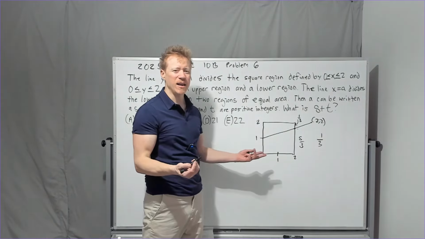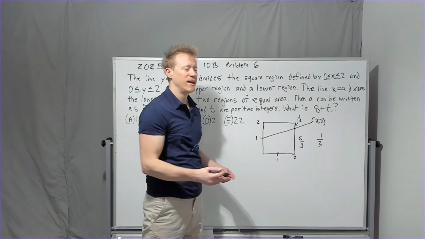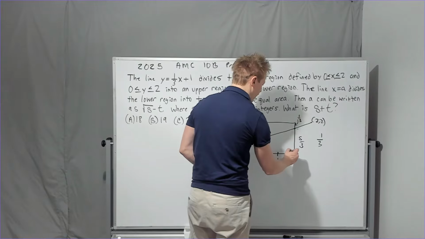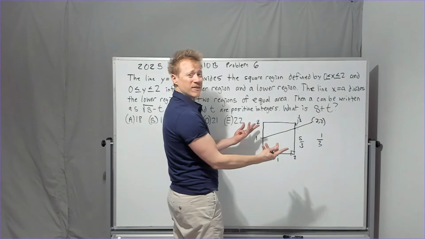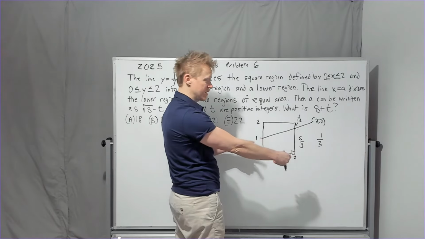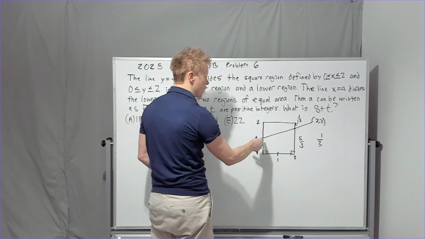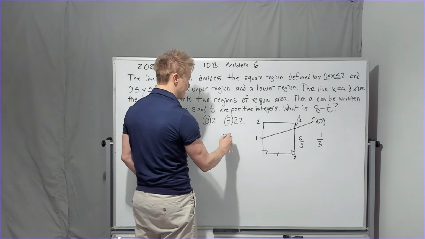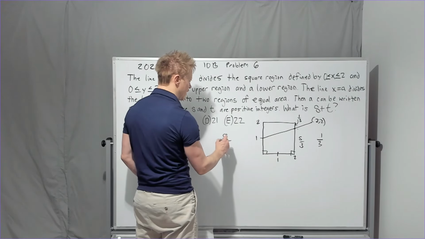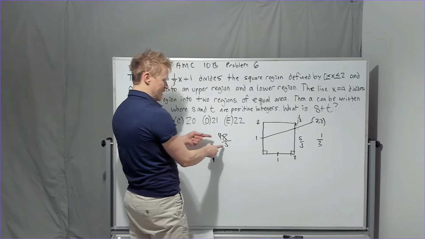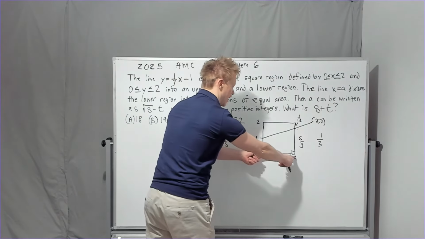How can I find the equal area if I don't know the area? Okay, so we're going to find the area really quick. What do we have? A trapezoid. You've got 2 parallel bases, so it's the average of the bases. 1 plus 5/3 is 8/3 over 2, which is going to be 4/3. That's the average of your bases times your height.